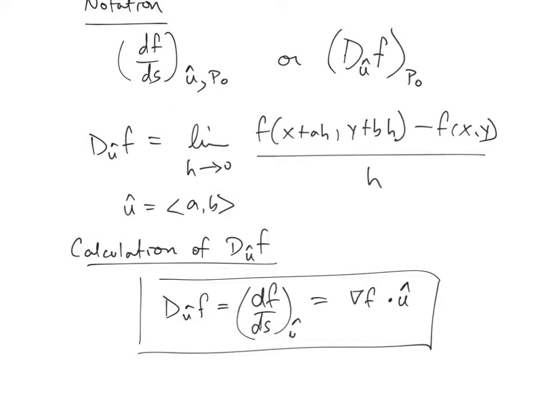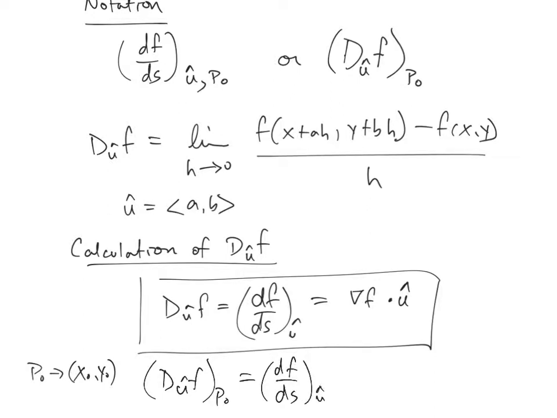Okay, this will give us an expression for the directional derivative. If we want to find out what it is at a particular point, say the point P naught, where P naught has the coordinates x naught, y naught. Well, that's the derivative of f with respect to s in the direction of u hat at the point P naught. So where does that x naught and y naught come in?